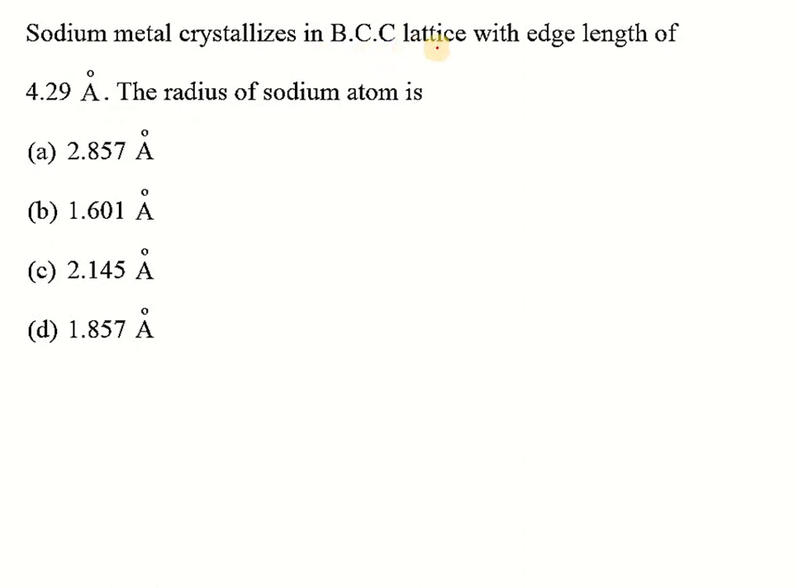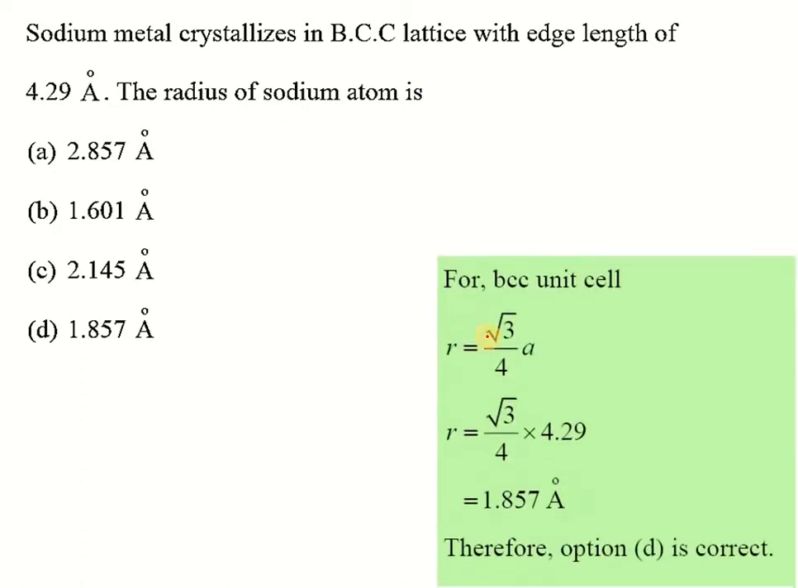Sodium metal crystallizes in a BCC lattice with an edge length of 4.29 angstrom units. The radius of the sodium atom is, for BCC, root 3 a by 4 is the formula. If you use the edge length 4.29 angstrom units in that formula, we get the radius as 1.857 angstrom units. So option D is the right option for this question.